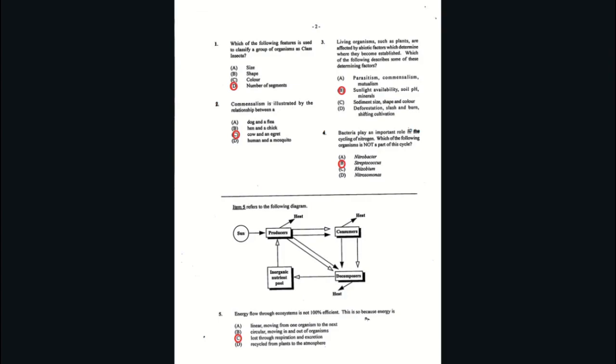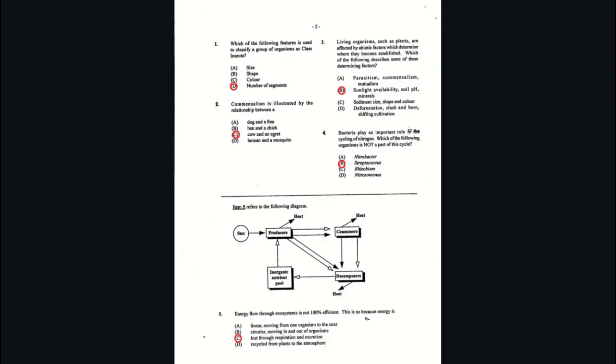But the question is, which of the following organisms is not a part of the cycle? We have to rule out streptococcus, because streptococcus is basically like bacteria, but it doesn't really have anything to do with it in this situation, if you get what I mean. It doesn't really have much to do with it. So that's basically that. And then let's talk about number five.